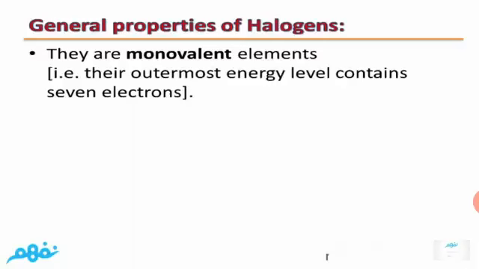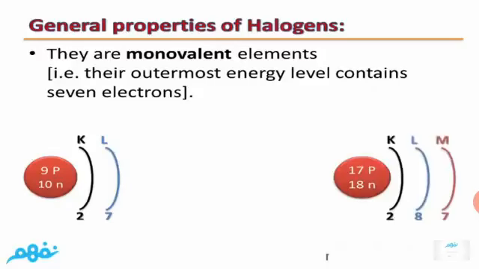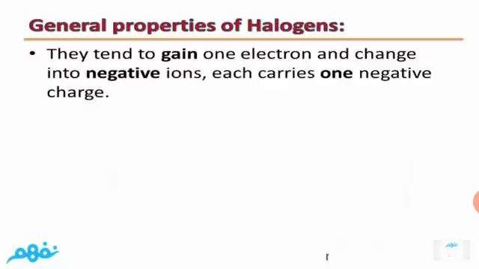First, they are monovalent elements, because all of them contain 7 electrons in their outermost energy level. For example, F, which has atomic number 9, its electronic configuration is 2, 7. Another example is chlorine with atomic number 17, its electronic configuration is 2, 8, 7. So they are monovalent. They tend to gain only one electron during the chemical reaction and change into a negative ion.